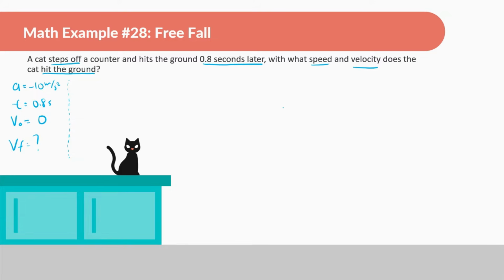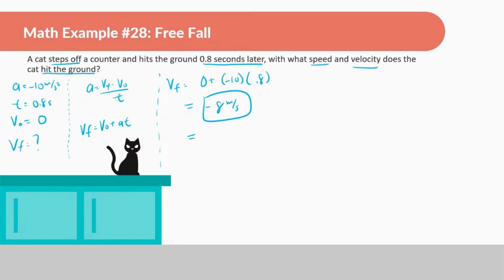Now let's keep going. Acceleration formula: velocity final minus velocity initial divided by time. Again, we're looking for the final velocity, so we're manipulating that. Final velocity equals the initial velocity, which is 0, plus acceleration, which is negative 10, times time, which is 0.8. And we have negative 8 meters per second. That is the final velocity. The speed is just going to be 8 meters per second, because it's just the magnitude. Okay?